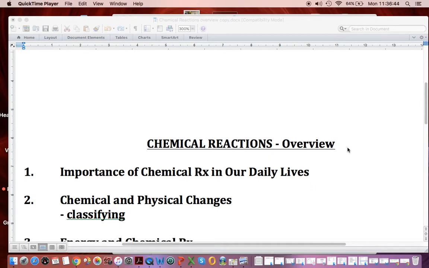You should know from grade 8 and 9, and now grade 10, and next year if you take Chem 11, the difference between chemical and physical changes, how we classify things as one or the other, and sometimes it's clear cut and sometimes it's pretty tricky.